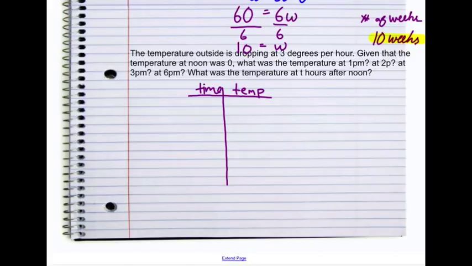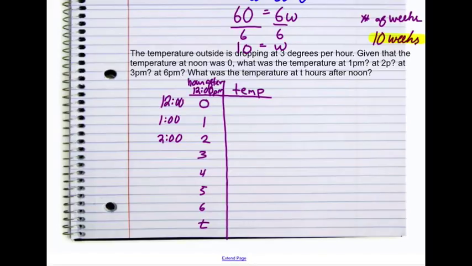So here's the trick. When we're measuring time in this scenario, we want to measure it as hours after noon, or 12 p.m. At 0 hours after noon, it's actually 12 p.m. At 1 hour after noon, it's 1 p.m. 2 hours, it's 2 p.m. See? So 3, 4, 5, 6, and then we're going to go to T hours.